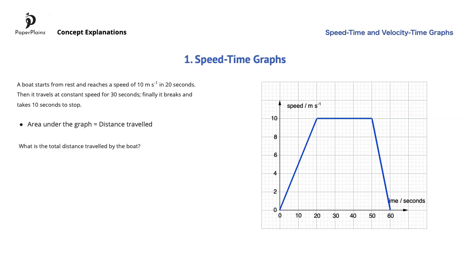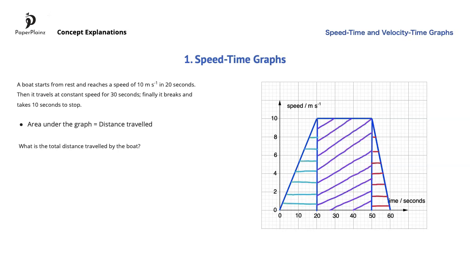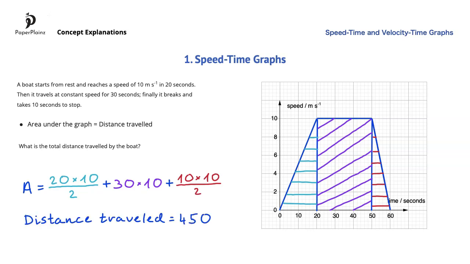To do this, we will split the area into two triangles and a rectangle. Remember that the area of a triangle is base times height divided by 2, and the area of a rectangle is length times width. So for the total area, we get the area of the triangle on the left, which is 20 times 10 over 2, plus the area of the rectangle, which is 30 times 10, plus the area of the triangle on the right, which is 10 times 10 over 2. So for the total distance traveled, we get 450 meters.